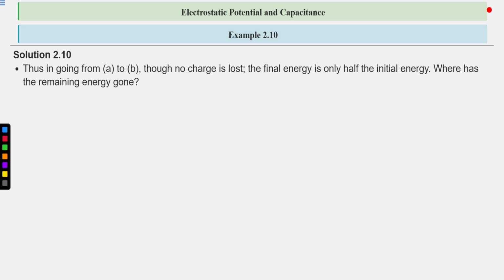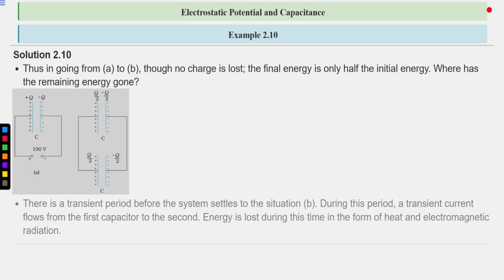Thus in going from condition A to condition B, though no charge is lost, the final energy is only half of the initial energy. Why is the final energy of both capacitors half of the initial energy? Where has the remaining energy gone? Where has half the energy gone? So here is the answer.